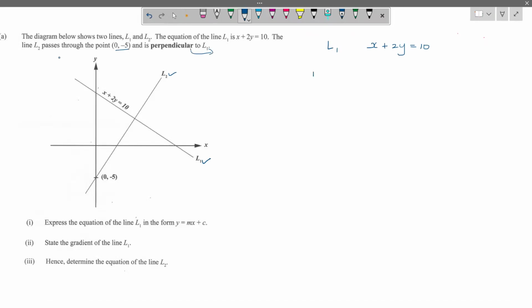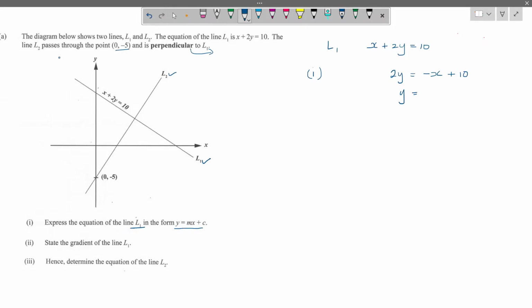So part 1, they want us to express the equation of the line L1 in the form y is equal to mx plus c. So we're rewriting this here. The first thing I'll move is the x. I'll get negative x, right? This plus 10 will remain here. Then I have to move the 2.